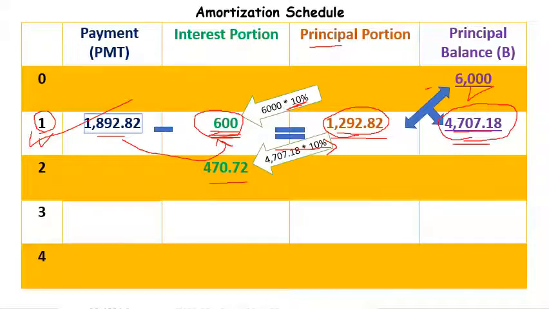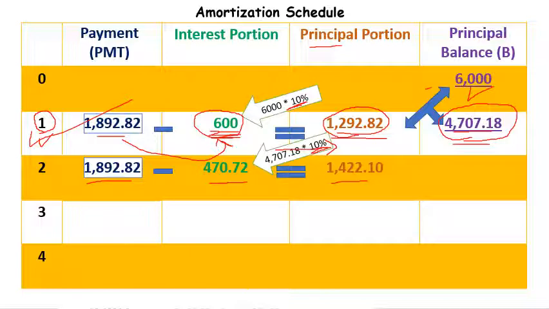Why? Because the loan decreased from 6,000 to 4,700. The 4,700 will be charged 470 because the interest rate is 10%. But at the end of the year, actually, the borrower will pay 1,892. So the difference will be 1,422.